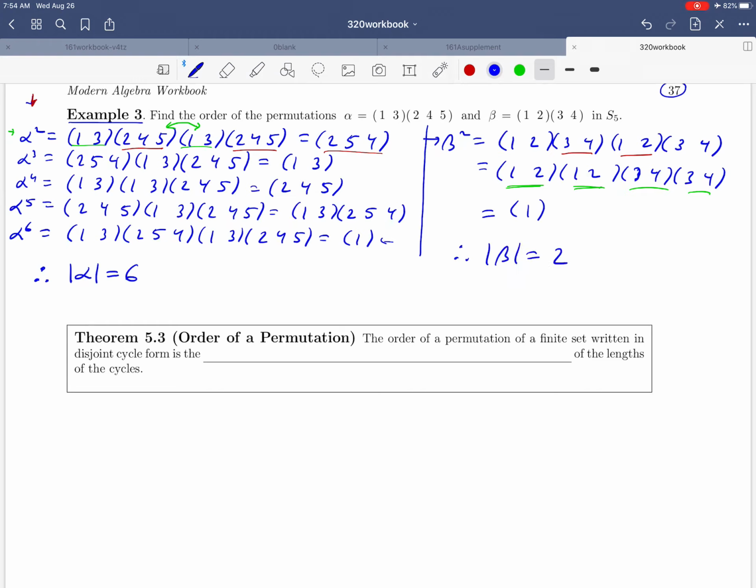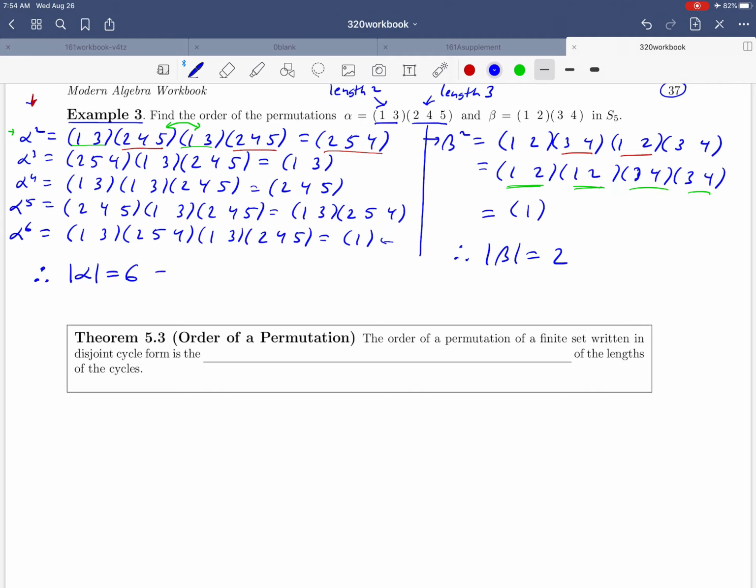Now I'd like to talk about how this leads into the next theorem. That was quite a bit of work doing those calculations, and so I'm wondering if we could notice a general pattern here that would prevent us from having to do so much writing every time. The thing that I'd call your attention to is that with alpha, we started with 2 disjoint cycles, and the length of the first one was 2, and the length of the second one was 3. Length 2 and length 3.